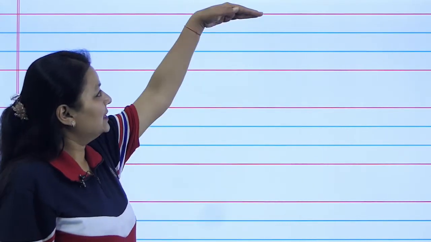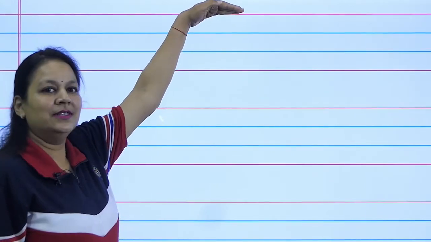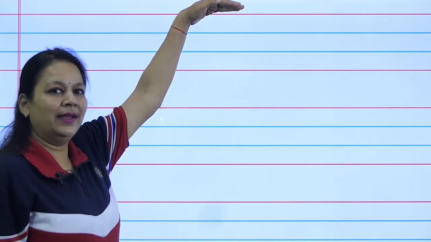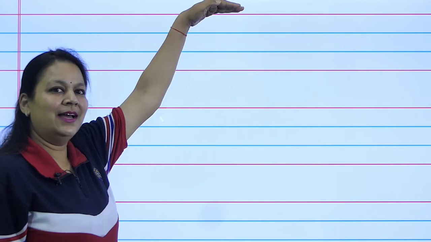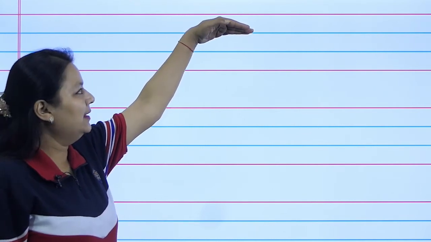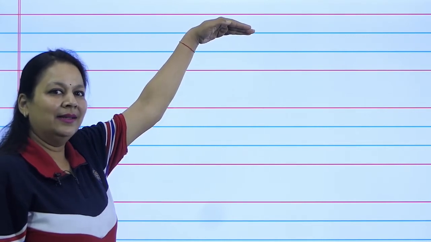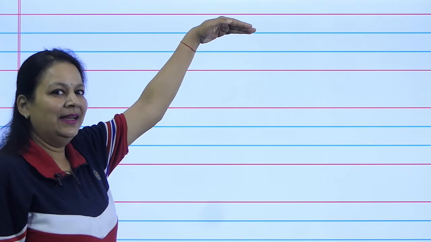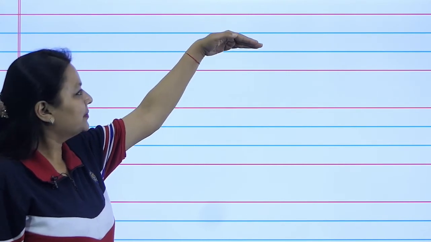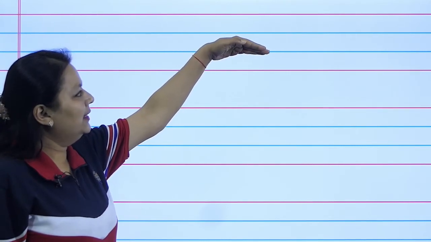Come to the first line. The name of the first line is top line. What is the name of the first line? Top line. Come to the second line. The name of the second line is middle line. What is the name of the second line? Middle line.